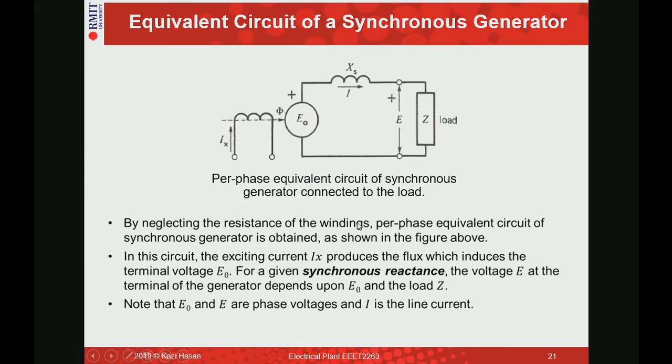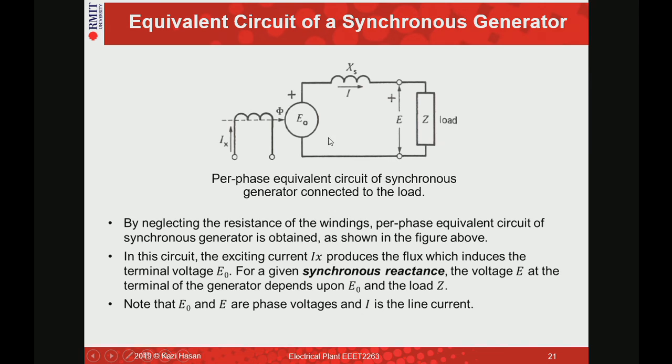By neglecting the resistance of the winding, per phase equivalent circuit of the synchronous generator can be obtained. So we neglected the resistance here. In this circuit, the exciting current Ix produces the flux which induces the terminal voltage E0. For a given synchronous reactance, the voltage E at the terminal of the generator depends on E0 and this Z.